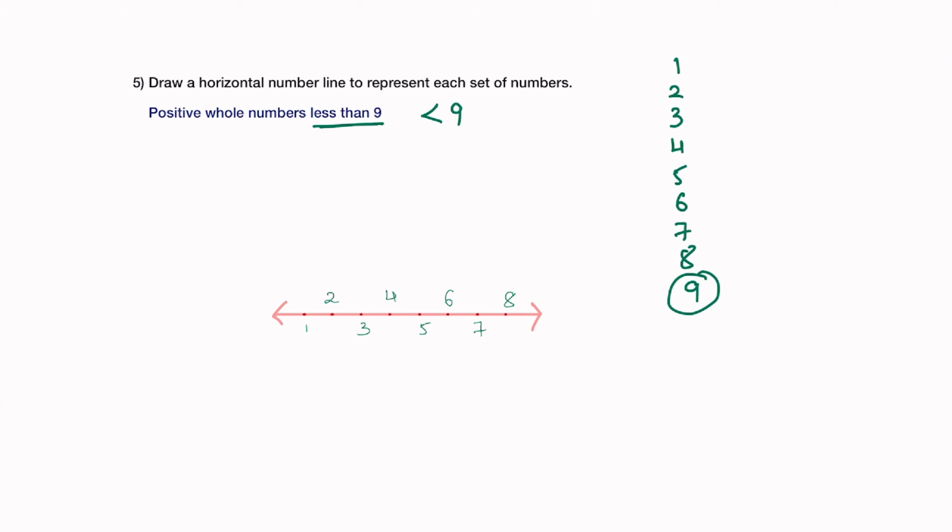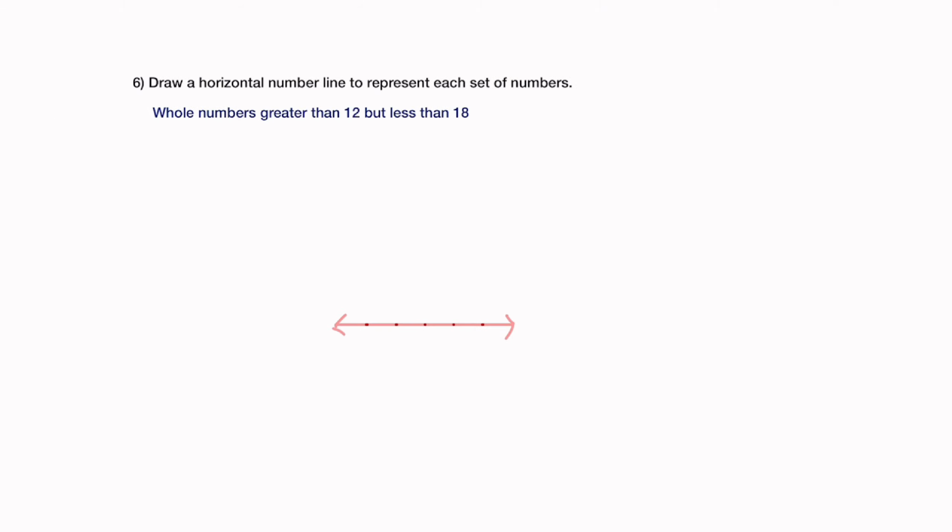It's easy. It's just that you need to be able to solve this part very well. Once you have this, plotting number line is very easy. Read that question thoroughly. Whole number greater than 12. So your 12 should be less than that number, right? But less than 18. So it means that number should be less than 18. So greater than 12, less than 18.